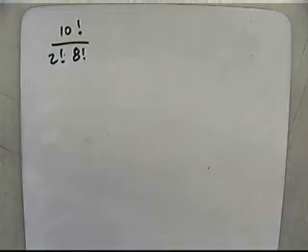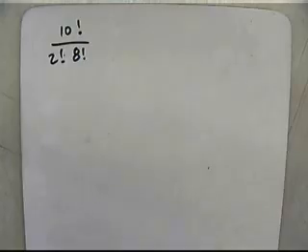10 factorial is pretty big. I don't know if our calculator can do that. Let me check it. Yes, it can. Sweet. So what do we get? 3,628,800. That's 10 factorial. Numbers get really big really fast with those factorials, right?